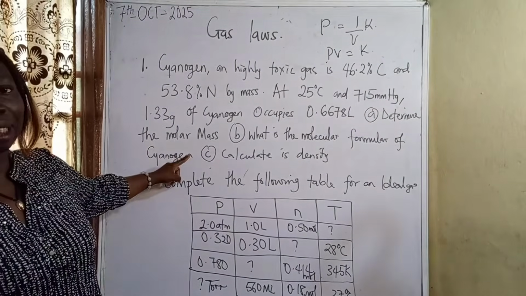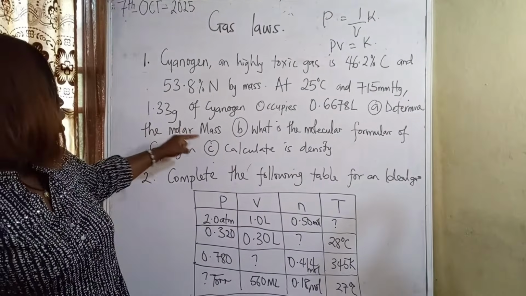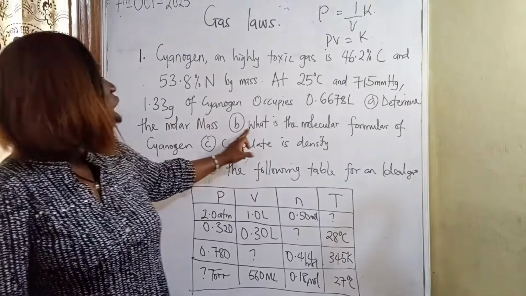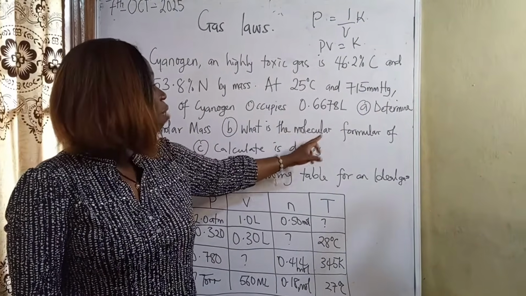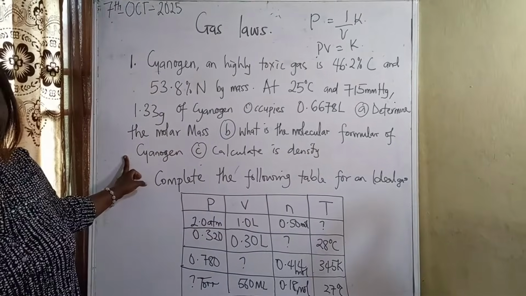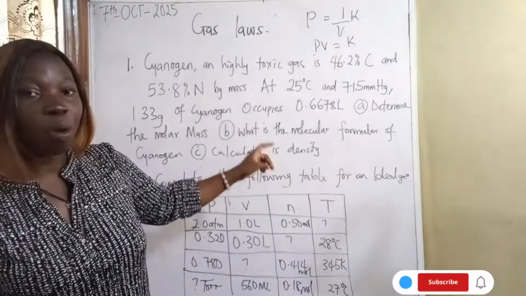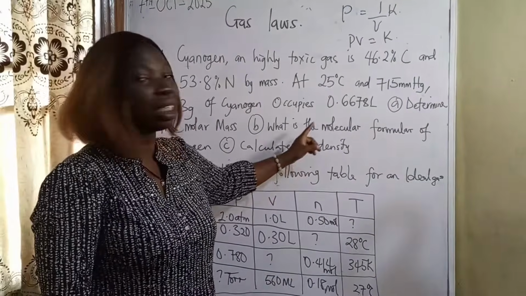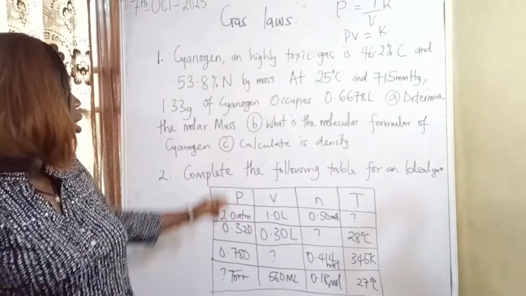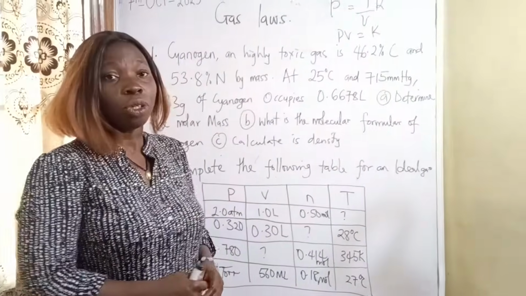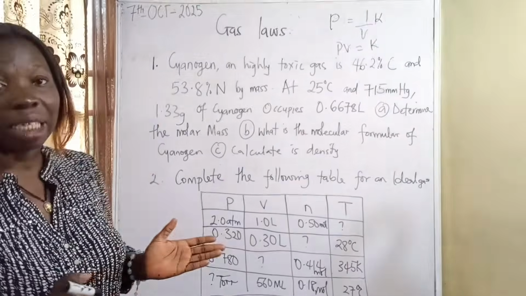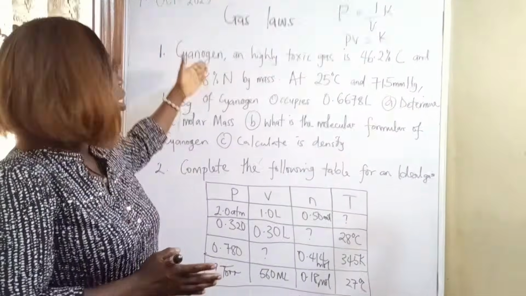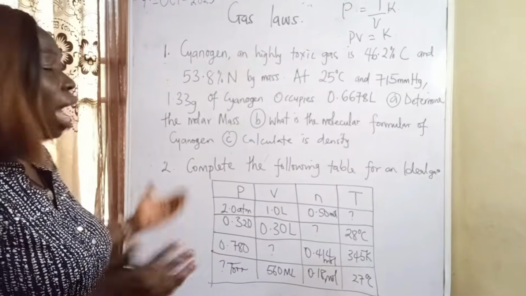Determine the molar mass. What molar mass are we determining? The molar mass of cyanogen. B. What is the molecular formula of cyanogen? And C. Calculate its density. So these are the three questions from this particular cyanogen, a highly toxic gas.